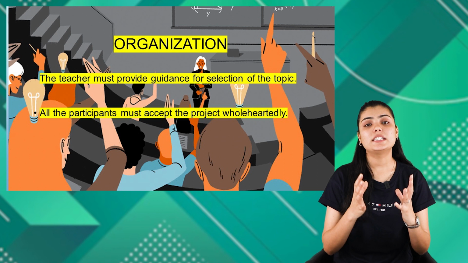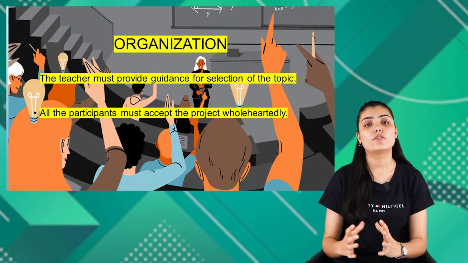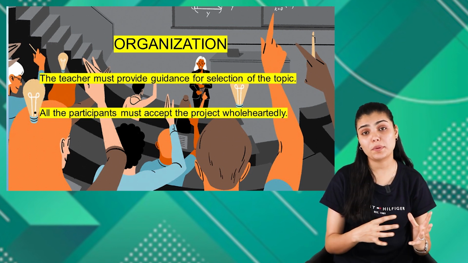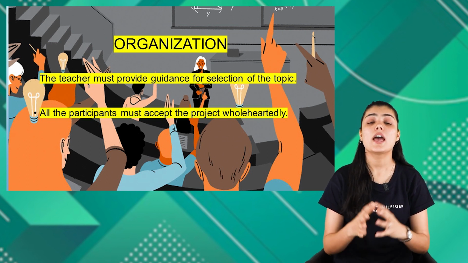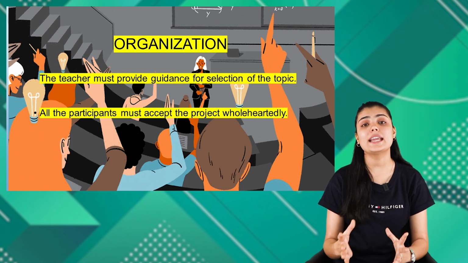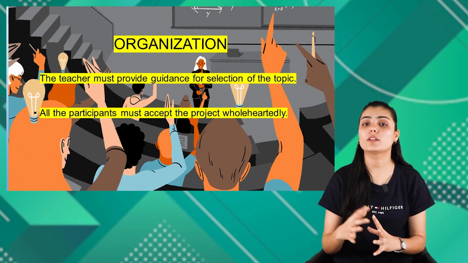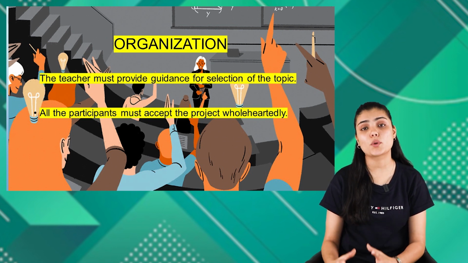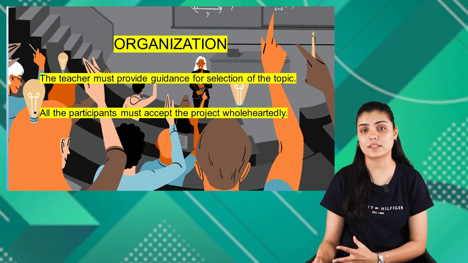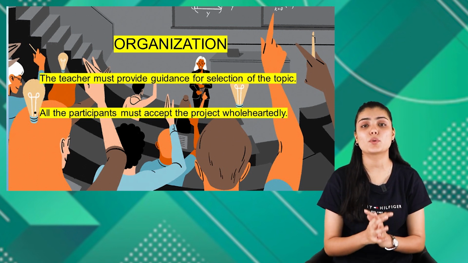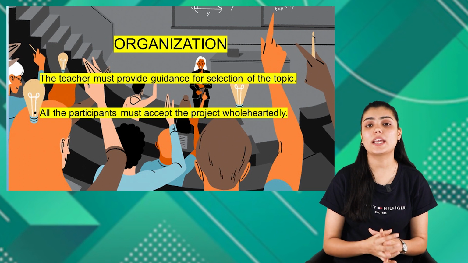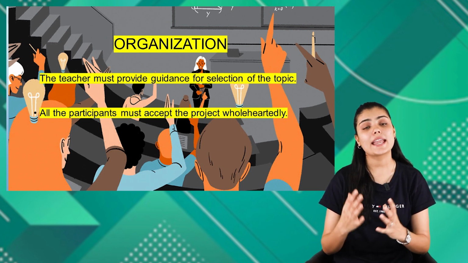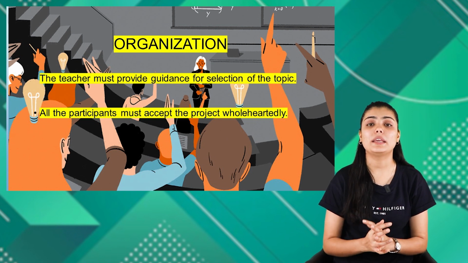The first one is the teacher must provide guidance for selection of the topic. Okay, as I said, it is learner-centric. It should be planned and organized by the learners, but the teacher must provide guidance in order to select the topic for the project. The next one is all the participants must accept the project wholeheartedly for its success, right? So every individual who gets the project must accept that this is what they have to do and why they are carrying it out. What is the purpose of them doing this? And if they work accordingly, it can be a success.